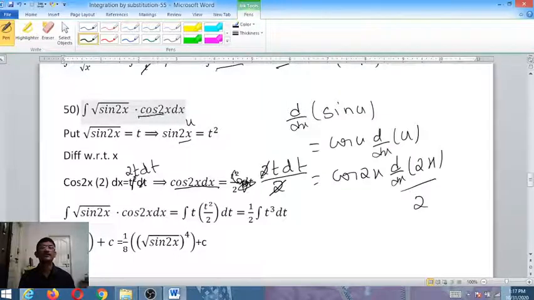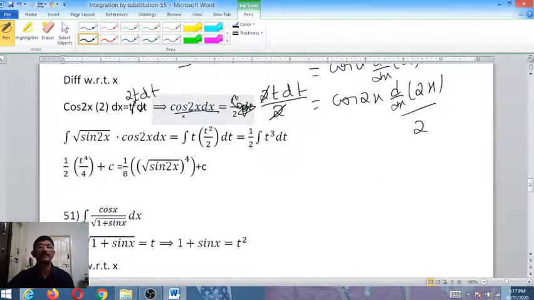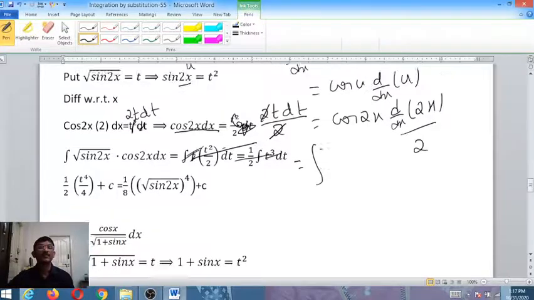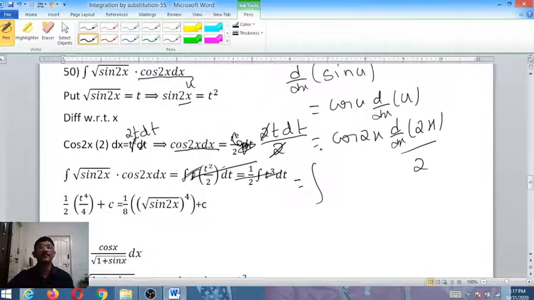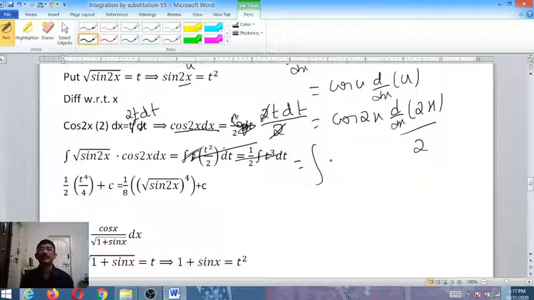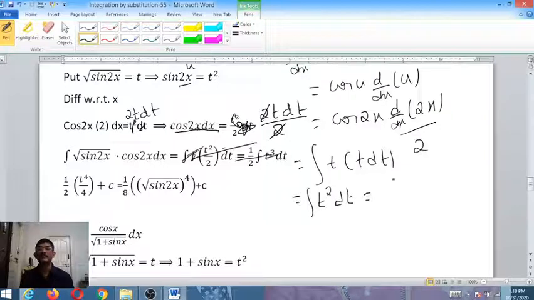Here it is cos 2x dx. So now what we have to do here? Look at here. Let us simplify. So this is nothing but the integral of root of sin 2x, which is t, times cos 2x dx, which is t dt. So t into t square, that is equal to the integral of t square dt. So what is the integral of t square? It is t cube by 3 plus c.